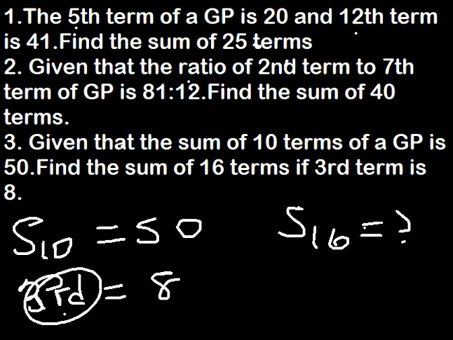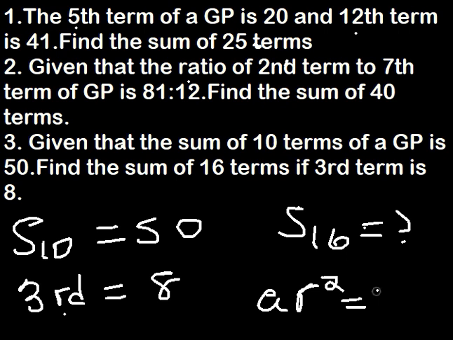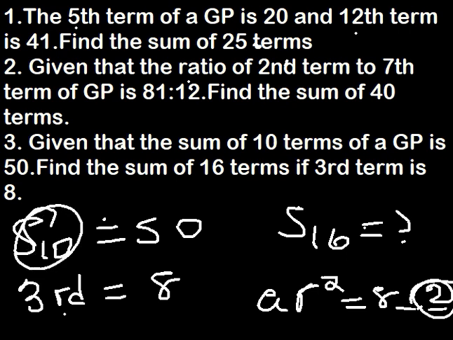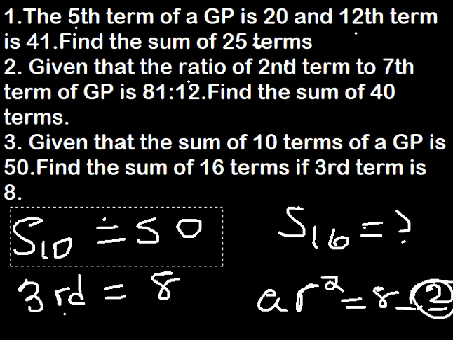So how should you have it in that way? What is the formula for the third term? We have it as a r squared, which is equal to 8. So this is equation number 2, because the first equation comes first. Now, what will be the formula for the sum of terms that we are going to use in that case? You can use any formula for the sum of terms there.